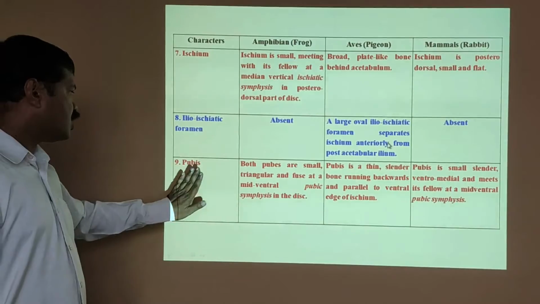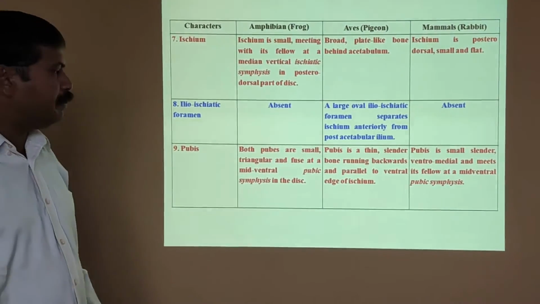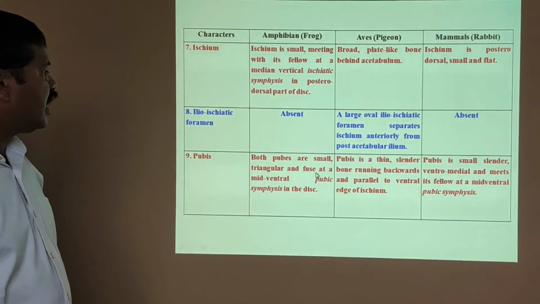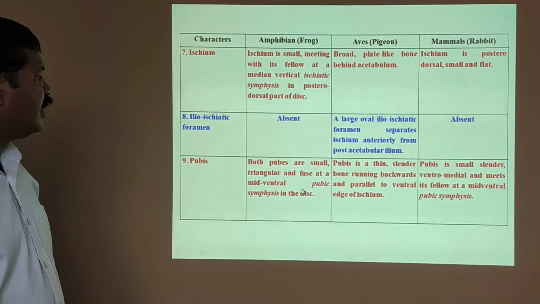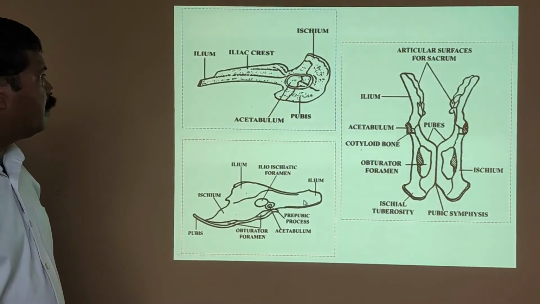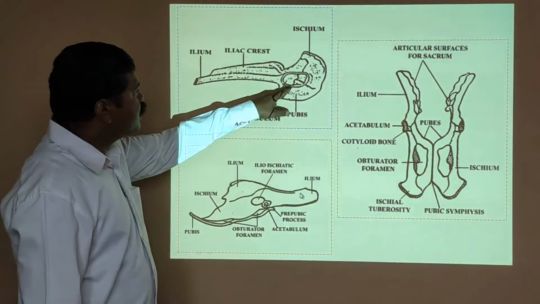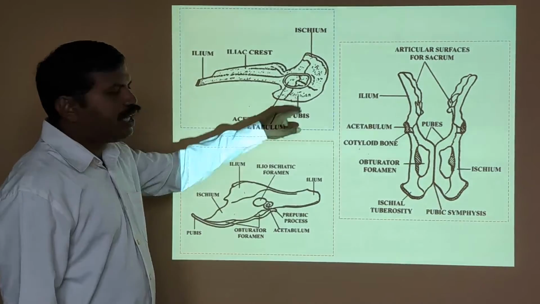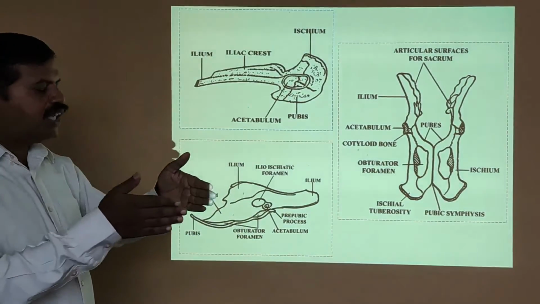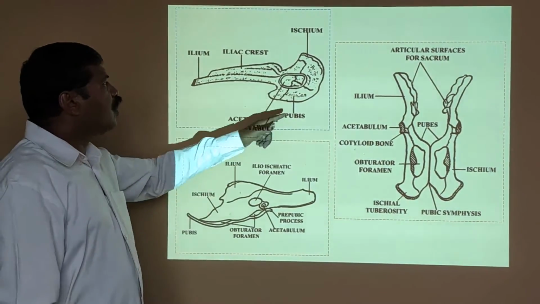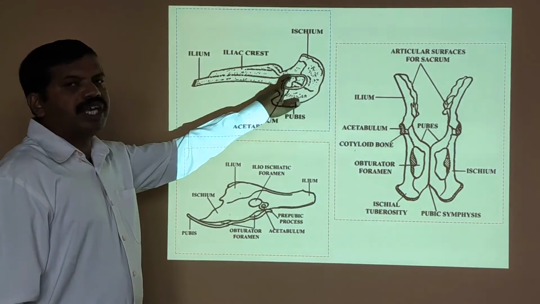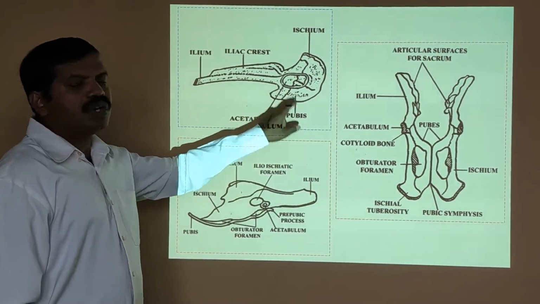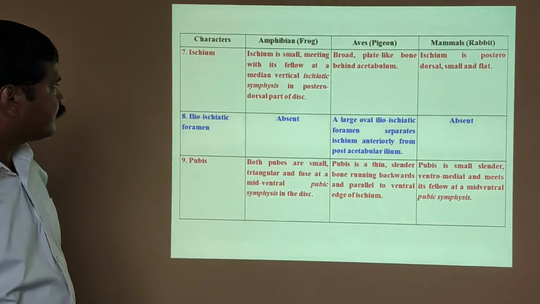The next, the last bone, is the pubis. Both the pubis are small, triangular and fuse at the mid-ventral line in order to form the pubic symphysis. Here you can see, these are the below bones. So these are somewhat triangular bones. They are united from both the ends. They are united in order to form the cavity called the acetabulum. So both the pubis are attached here.